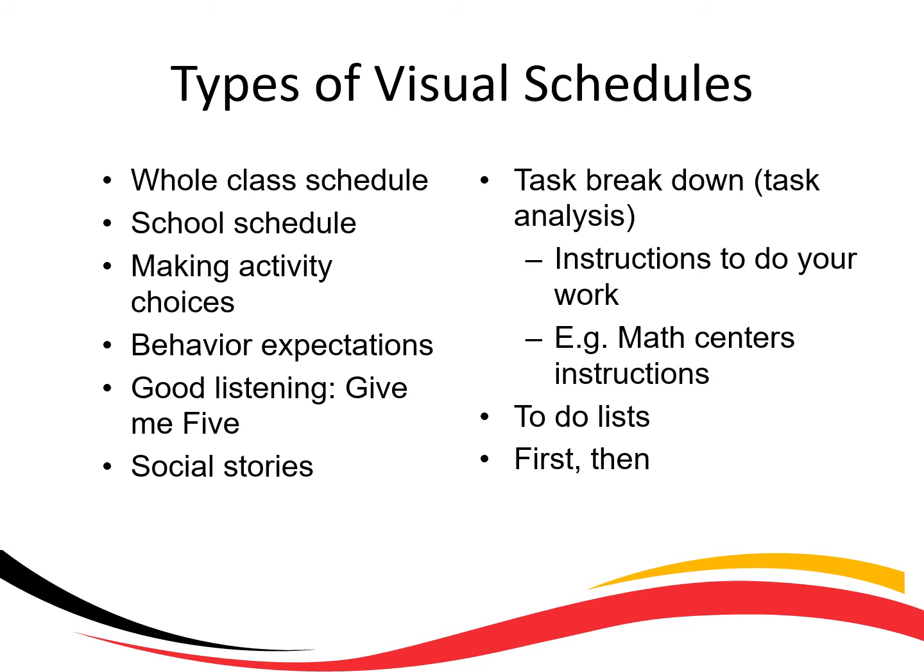There are different types of visual schedules. You have the whole class schedule that shows, say, your classes for the day and your daily routine. Your school schedule, which would be school start times, end times, lunch, recess, transition times between classes. You have making activity choices, which we included in this activity. Behavior expectations, good listening, give me 5, social stories, a task breakdown.